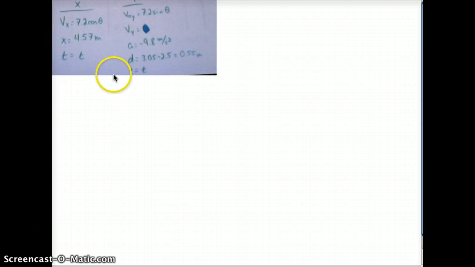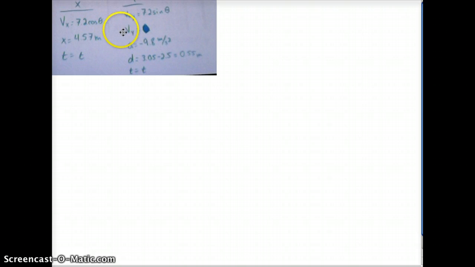So as we set up our kinematics information, I have my x separate from my y. Notice in the x direction I only have 3 variables because we ignore air resistance, which means once the ball is shot, it will not accelerate or decelerate in the x direction. Therefore, you can use the constant velocity equation of v equals d over t.